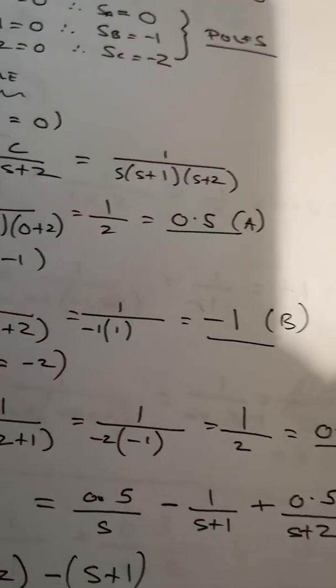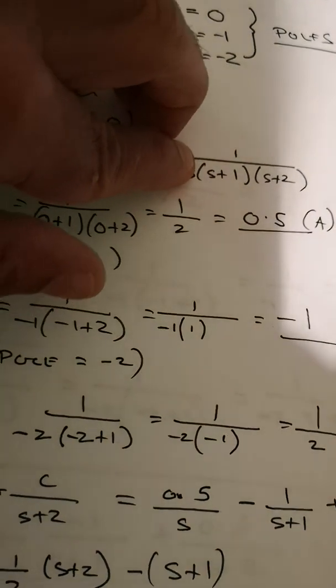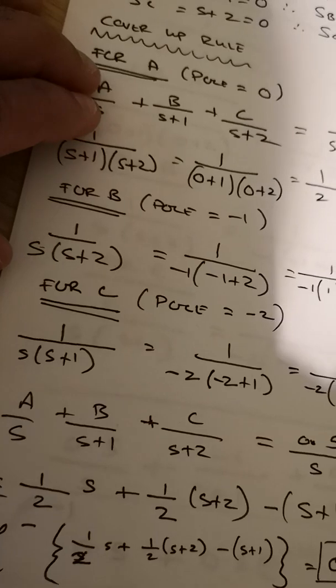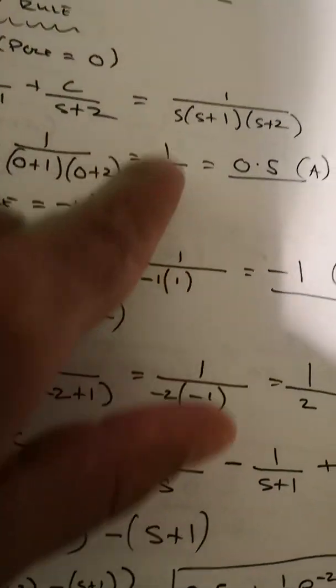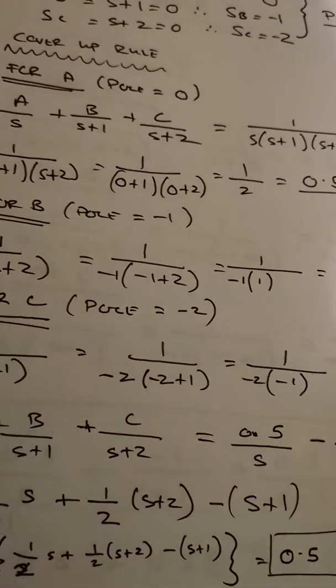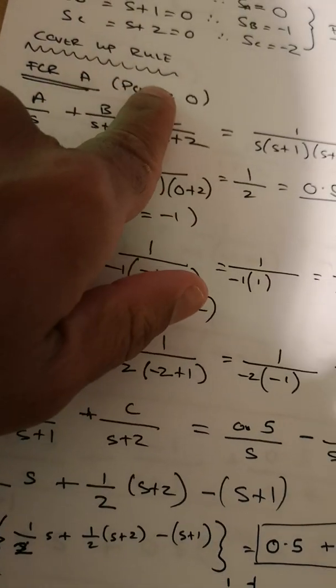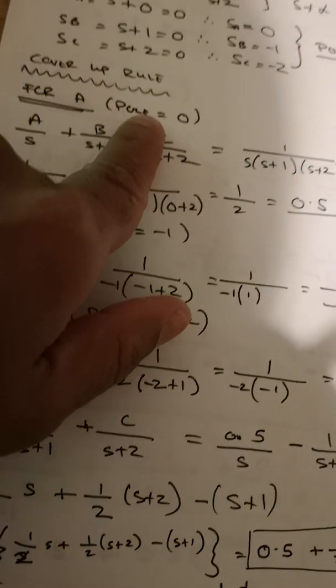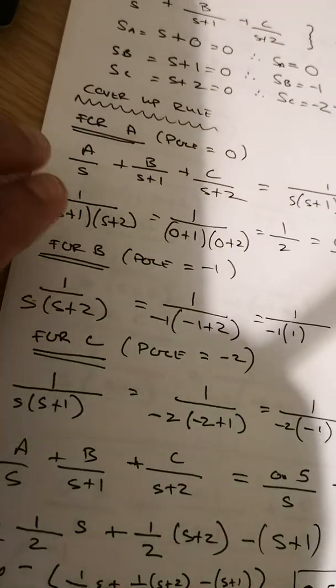Basically we've covered up this part here, the s. Now, it's 0 plus 1 times 0 plus 2, it's 1 over 2, so A equals a half. This is simple mathematics. So we replace s with 0, because the pole at A is 0, as we calculated earlier. We put zeros in place of s. We're just taking away this.